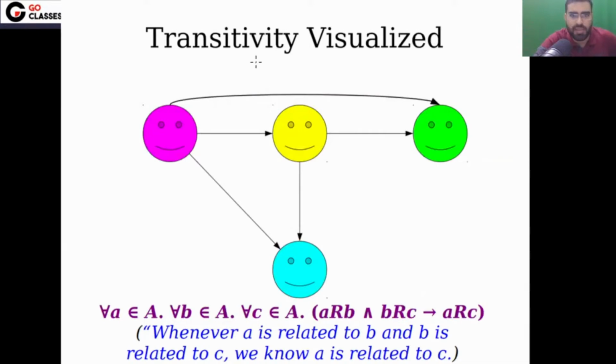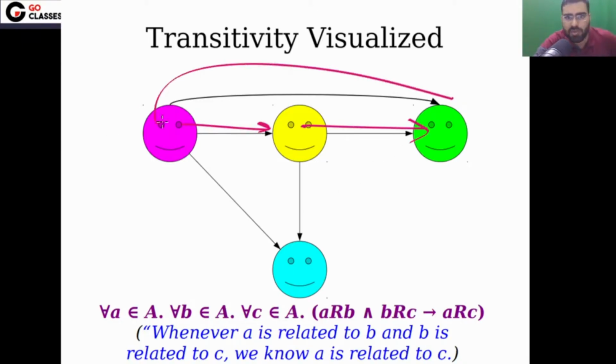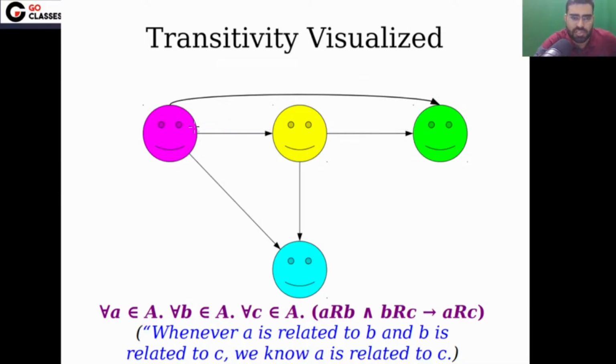Let's see this. The transitivity graph will be like this. You can notice this is related to this, this is related to this, and this is related to this. Then you can notice this will be related to this one. Very easily you can see. For example, this pink is related to yellow, yellow is related to blue, and now you can notice this pink is related to blue.